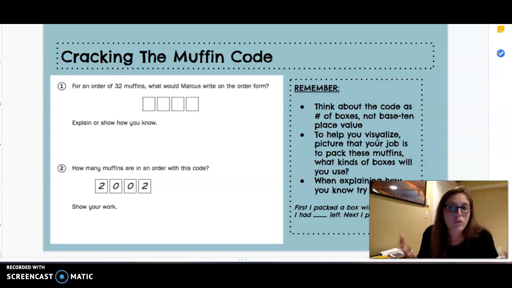What kind of boxes would you use for the orders that you have? And when explaining your thinking, I really want you to think, first I packed a box with blank muffins. I had blank left. Next I packed a box with blank muffins, and so on and so on. It's so important that you show your work today so that we can really understand how place value plays a role in these orders. So let's get started, fourth graders. I'm really excited to see how you're going to crack this muffin code.